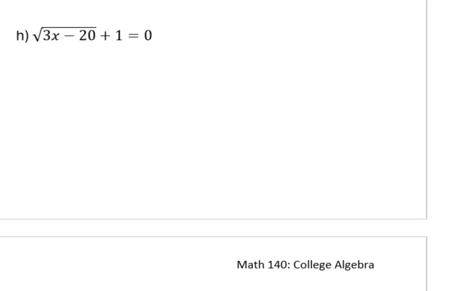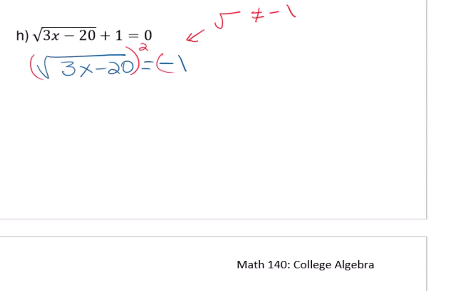In H, we still need to isolate that radical, so we're going to subtract 1 from both sides. Now, at this point, we could stop, right? Because a square root cannot equal a negative number in the real number system. But sometimes we don't catch that. So we're going to square both sides just to see what happens. We're left with 3x minus 20 equals a positive 1. Add 20 to both sides, we get 21, and we get x equals 7.